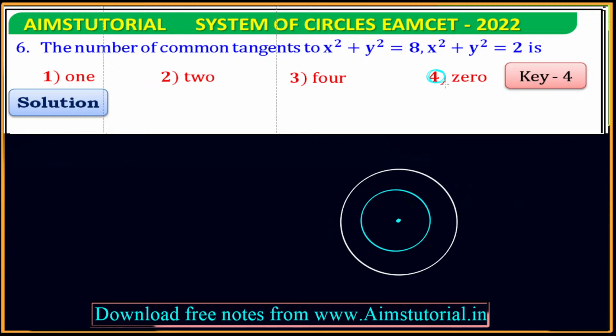So the given two circles are concentric circles. Concentric means having the same center and different radius. Here both circles have the same center (0, 0), since both are in standard form. For concentric circles, the number of common tangents we can draw is 0.